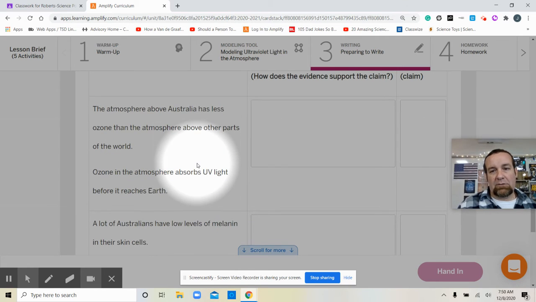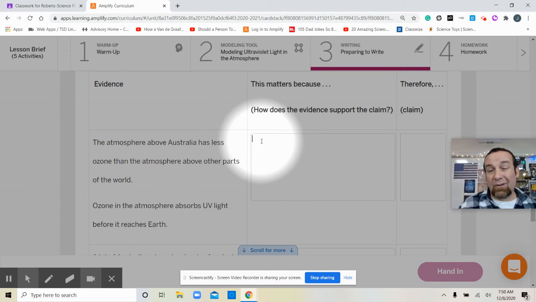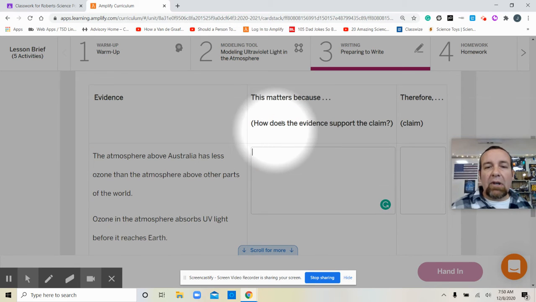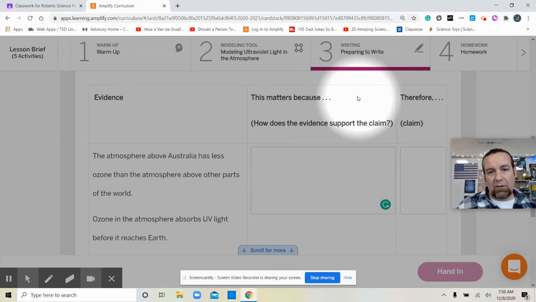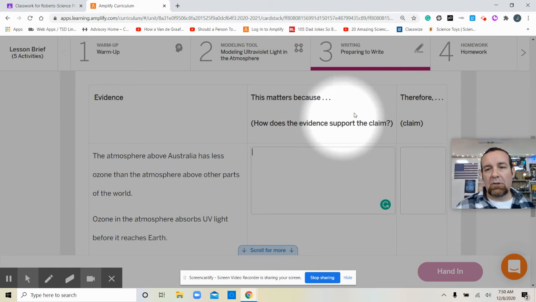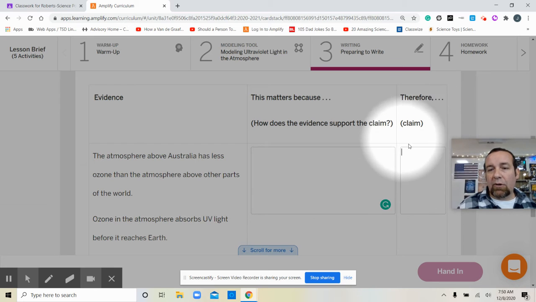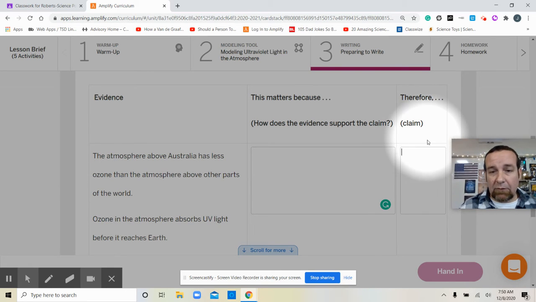Okay, so this is all of our evidence. For each one of these pieces of evidence, try to answer in complete sentences, because the more complete this is now, the easier it's going to be to finish your final write-up, which is what we're doing at the end of this lesson. So here are some sentence starters: "This matters because" or "This is important because." And then in this box, you're going to make your claim.